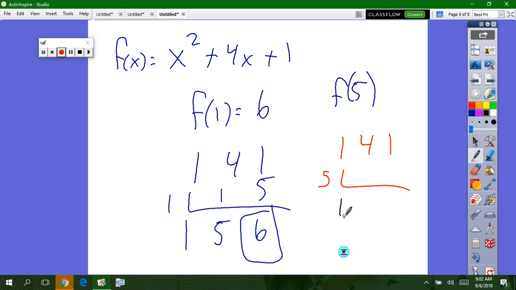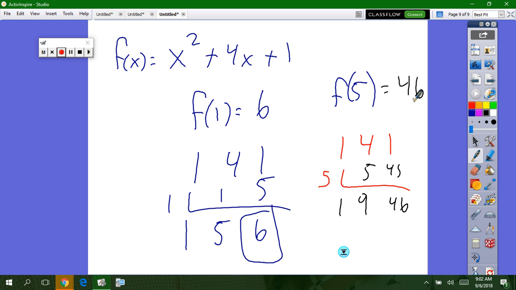Pull down the 1. 5, 9, 45. Notice I can check it if you guys want me to. 5 squared is 25. 4 times 5 is 20. 25 plus 20 is 45. 45 plus 1 is 46.